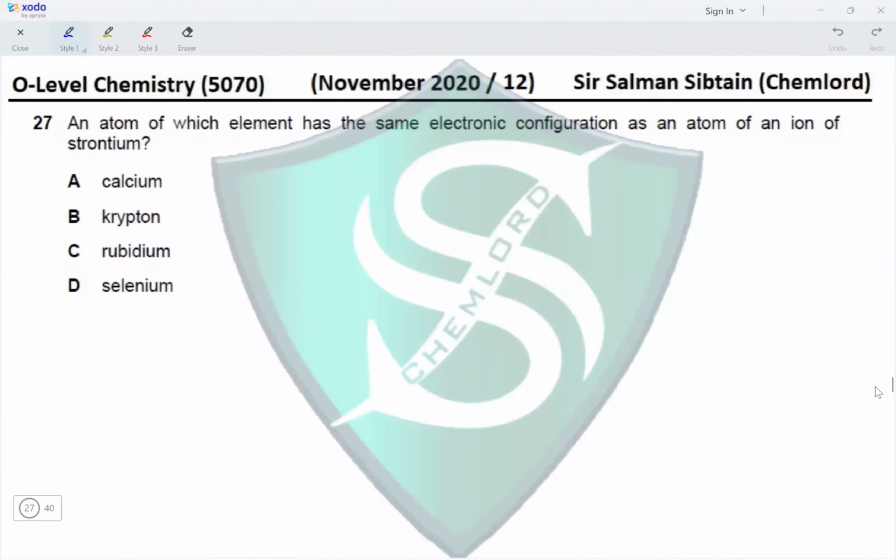Question 27. An atom of which element has the same electronic configuration as an atom of an ion of strontium? Okay, we've got an ion of strontium, Sr2+. Strontium is in period 5. By losing 2 electrons, it gains the noble gas configuration of period 4. And the noble gas in period 4 is krypton. So this makes option B the correct option for this question.